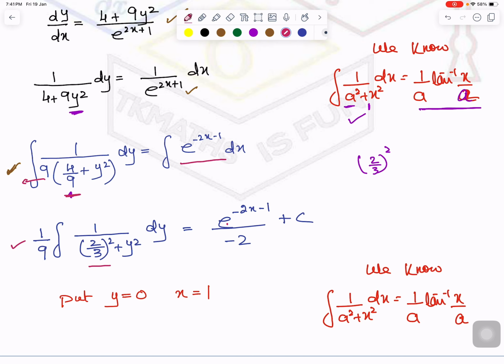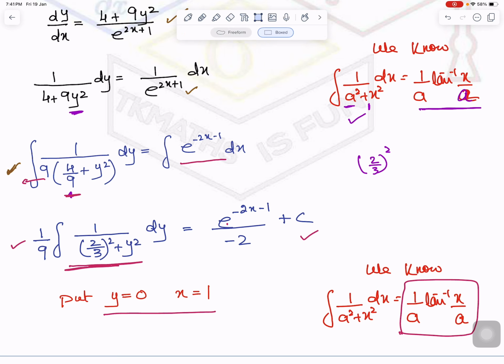So now we have to find out the value of c after integrating it, right? So first I will integrate it. So what will this become? It will become this thing. Okay, that I will show you in the next step. And then I will plug in these values y equals 0 when x equals 1 to find out the value of c. Okay.